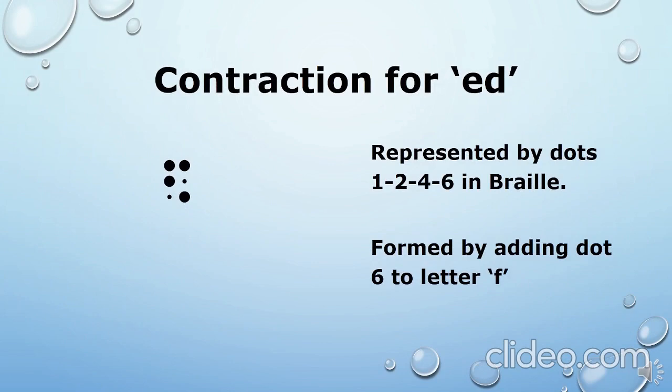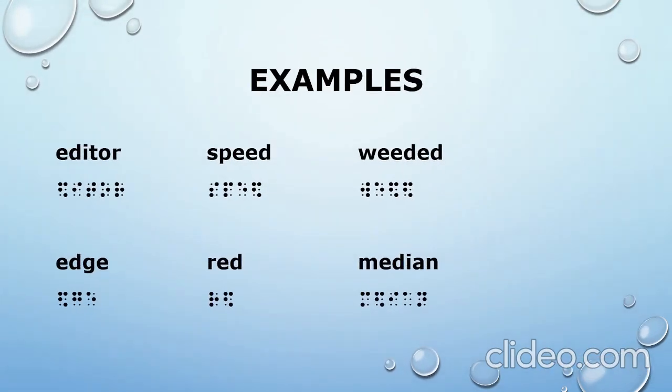First, we have the contraction for ED. This is represented by the dots 1, 2, 4, and 6. And as I said, this is derived from letter F with the addition of dot 6. Now, this contraction can only be used as a group sign, meaning it can only be used as part of a word. So let's take some examples of how this contraction ED is used as a group sign.